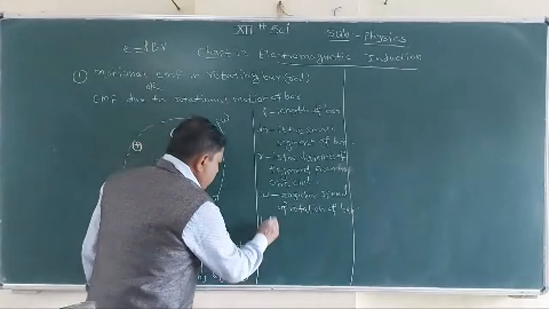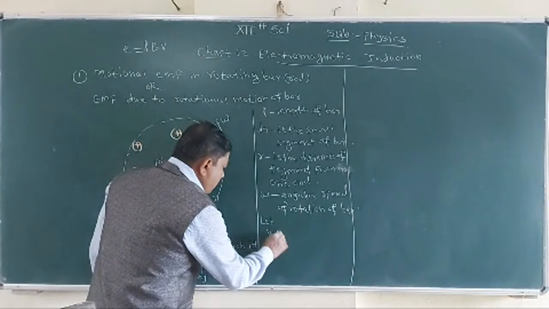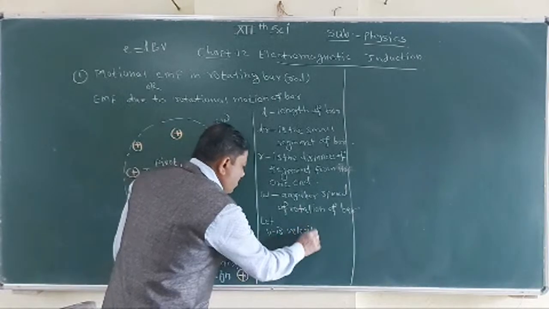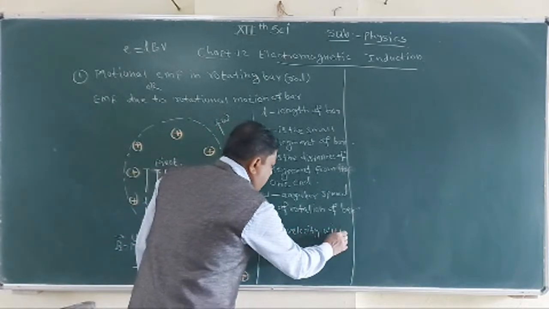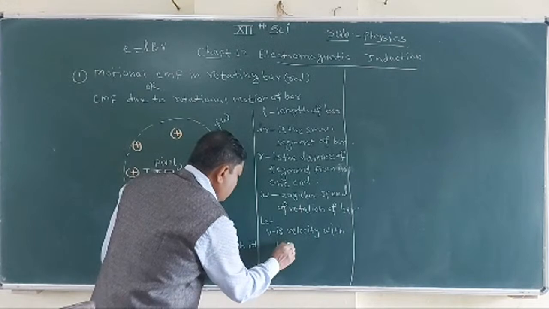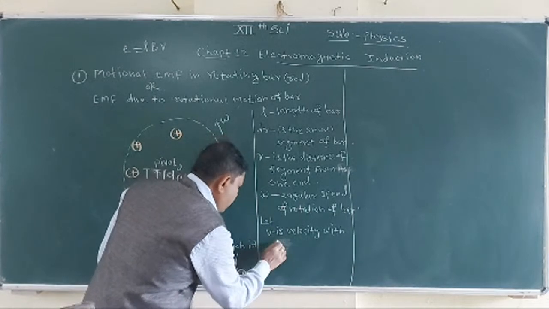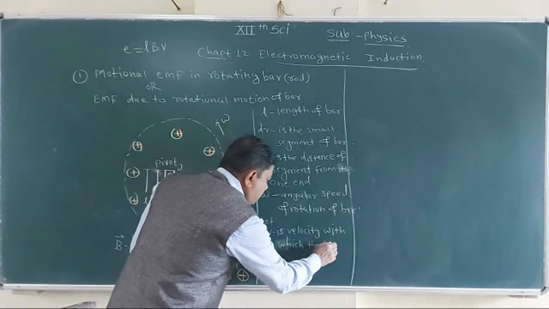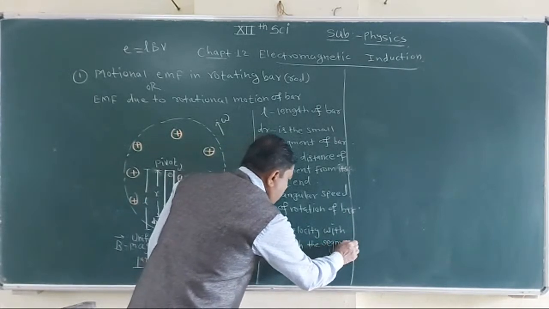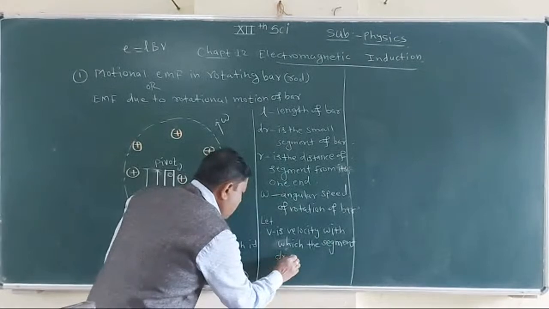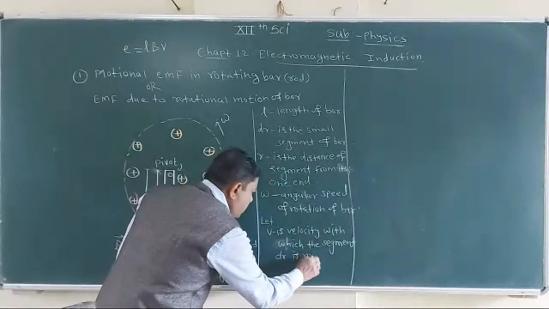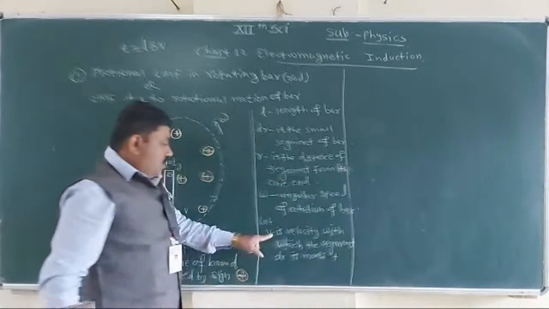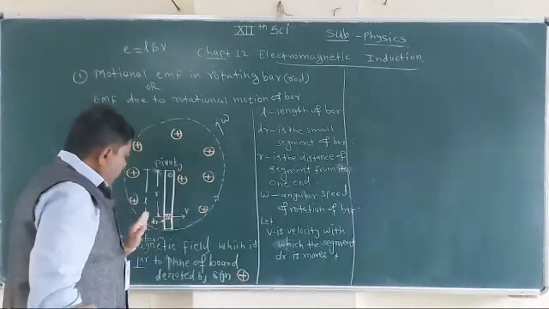Let v be the velocity with which the segment dr moves. So this segment moves with velocity v.